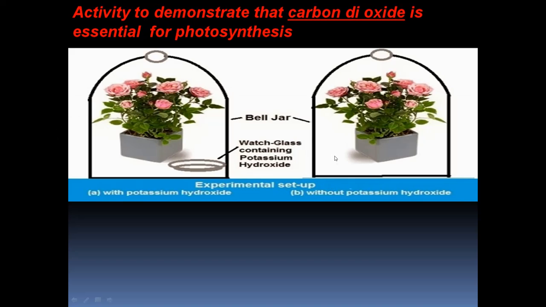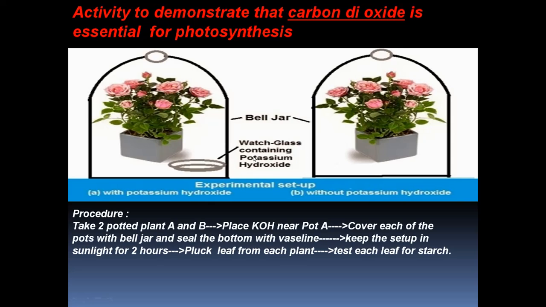So, through this setup, what we understand is that here we have kept potassium hydroxide, and we know that potassium hydroxide has the capacity to absorb the available carbon dioxide. So, in the bell jar, that is jar A, there is no carbon dioxide. The availability of carbon dioxide is absent here. Whereas near jar B, there is sufficient carbon dioxide. What happens next? Let us see.